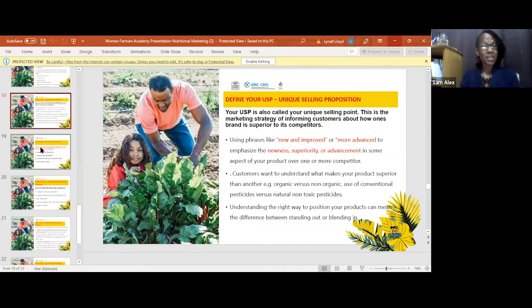Okay, so the USP is the marketing strategy that informs your customers of how your brand is superior to its competitors. Okay, and we spoke of differences: natural, for example, organic, chemical-free, paraben-free, sulfate-free, preservative-free, no artificial colors or flavorings. These are all propositions that you can use to show that your product is different. Then we looked at, go to the other slide.